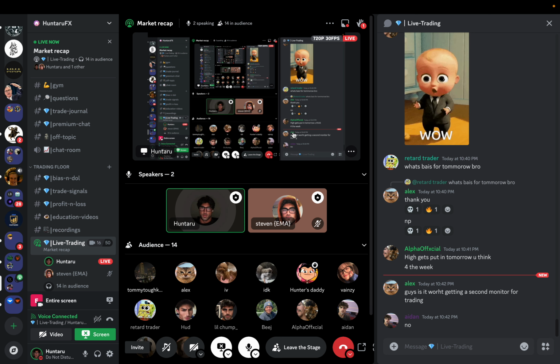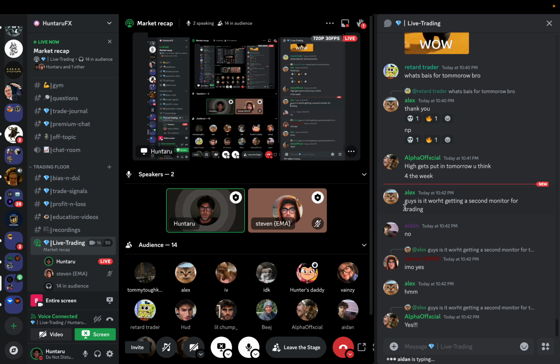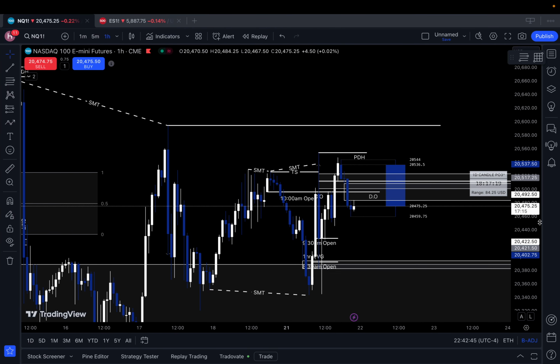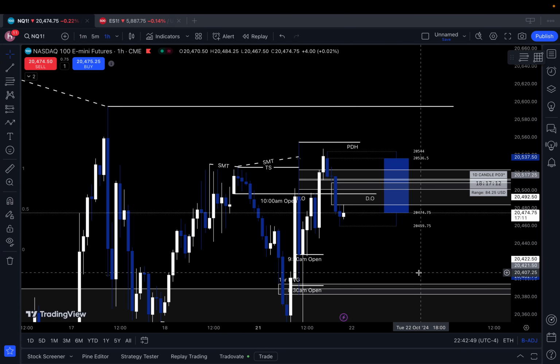Is it weird, waiting a second for trading? Yeah, I have to, because I have a Discord and I need to look at 2 monitors, so I need to look at 2 charts. So actually, I should have 3. 3 would be the most ideal scenario for me, but 2 works. I just gotta do this sometimes. But you should get 2.